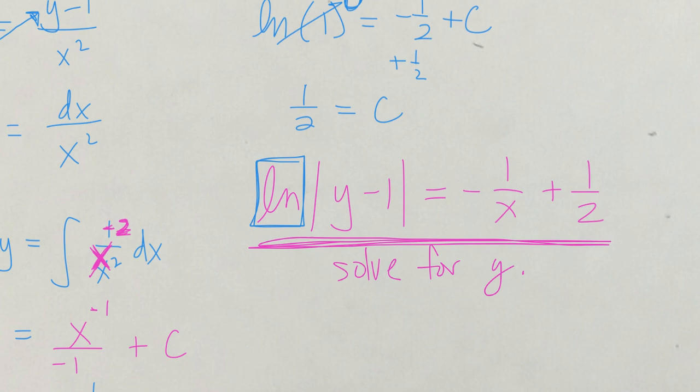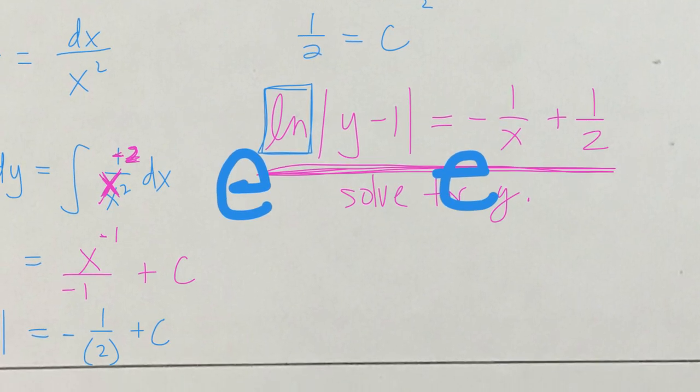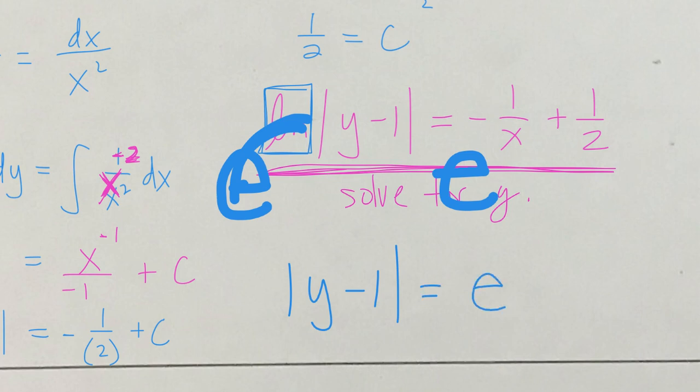I don't know exactly what this is called; it's exponentiating or raising to a power. If we raise both of these things to have a base of e, now they are both exponents. And e and natural log get rid of each other; they cancel out, they undo. So absolute value of y minus 1 is equal to e to the negative 1 over x plus 1/2, all of that in the exponent, with a base of e.